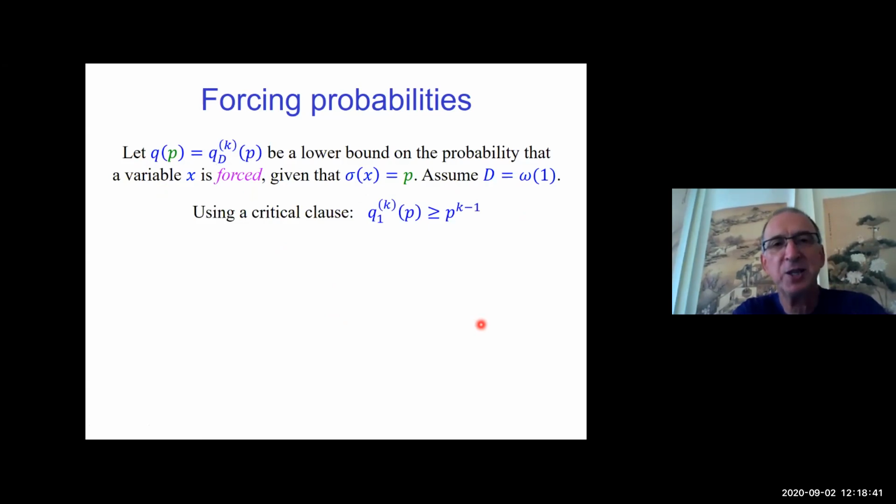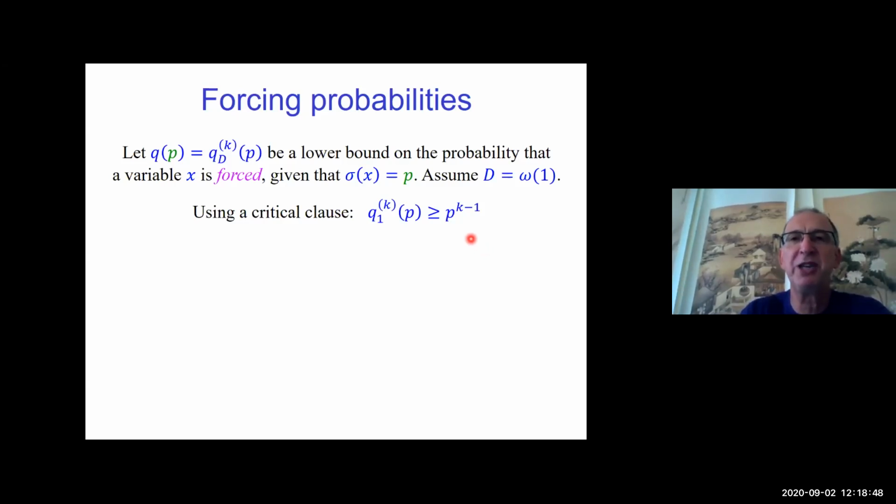Okay, the existence of a critical clause immediately gives us the following very naive bound. This is exactly the observation I made in the previous slide. If the variable x appears at time p, the probability that the other k minus 1 variables in its critical clause appear before x is exactly p to the k minus 1. And if that happens, then x is forced even by just one clause. So that's actually the complete analysis of PPSZ.